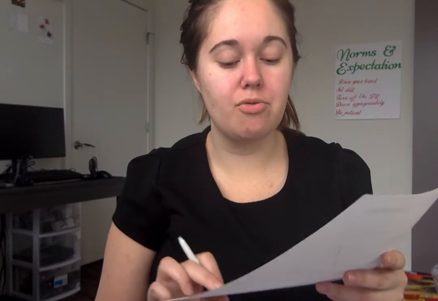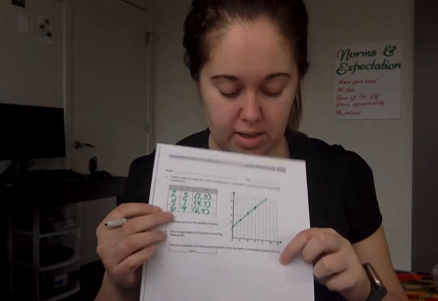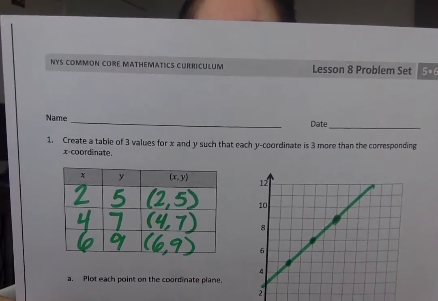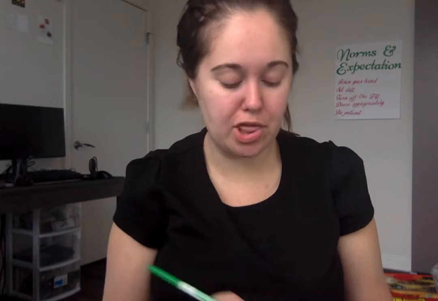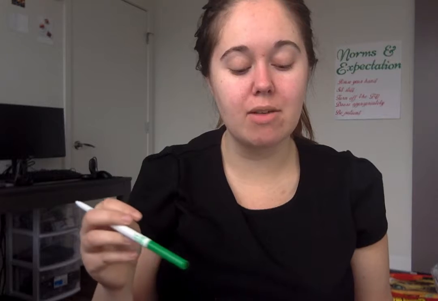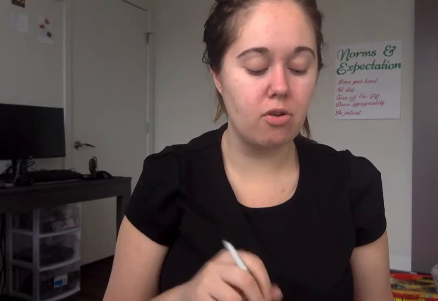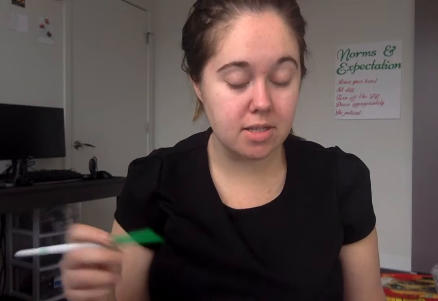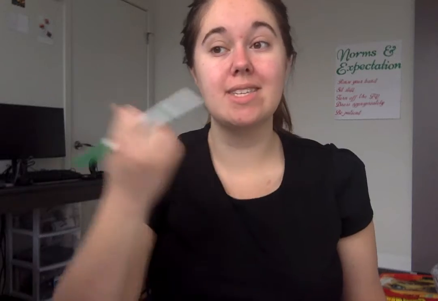Now give the coordinates of 2 other points that fall on this line with the x coordinate greater than 12. So if x was more than 12, wait, x is not more than 12 on our graph. So we have to do a little bit of imagining. So let's try first with 13. And let's do some imagining, remembering our rule is that the y coordinate is just 3 more than the corresponding x coordinate. So if x is 13, we know our y coordinate would be 3 more than 13, which is 16.